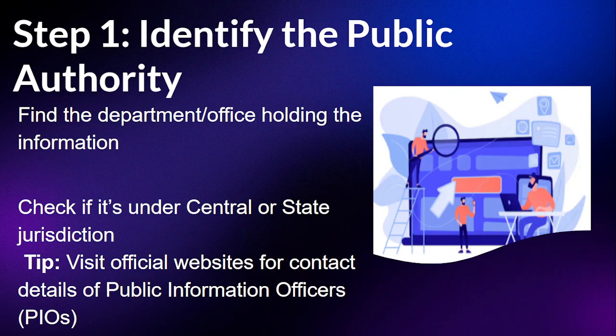Step 1. Identify the public authority. The first step is knowing exactly which department has the information you need. If it's about railways, you contact the Railway Ministry. If it's about local roads, you reach out to your municipal corporation. Every government department has a Public Information Officer, or PIO. You can find their contact details on official websites or by calling the department.